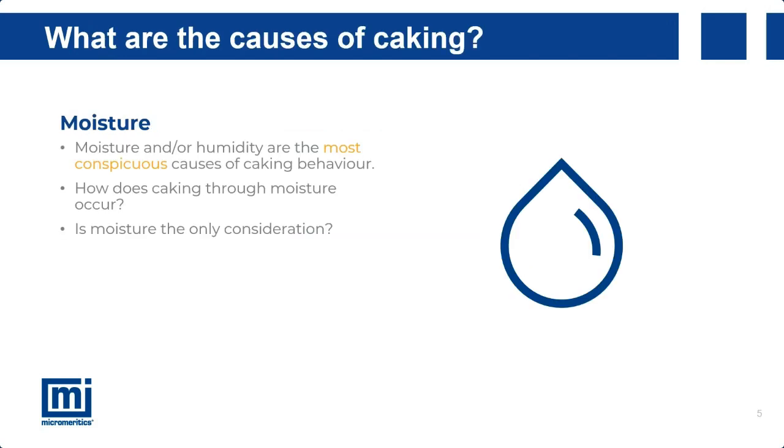Now, let's look at the mechanisms by which caking can occur. Chief among these is the interaction between the powder and moisture, usually in the form of humidity. Whilst moisture is not the only driver of caking, it is perhaps the most prevalent and difficult to combat.